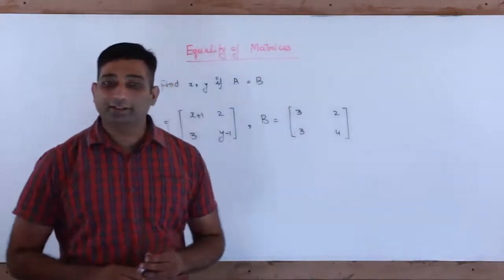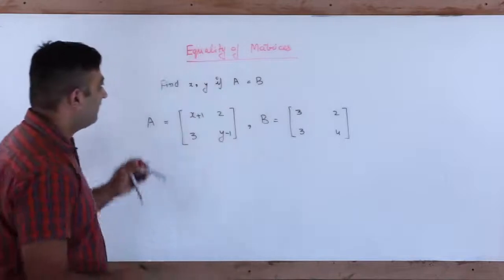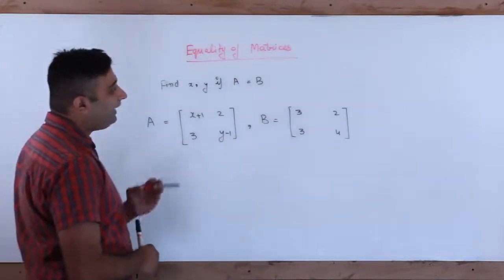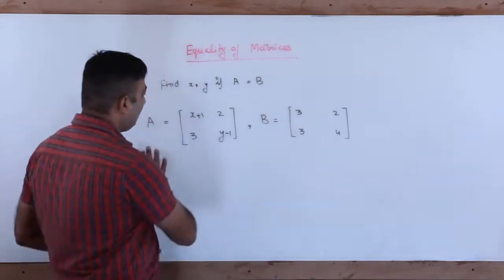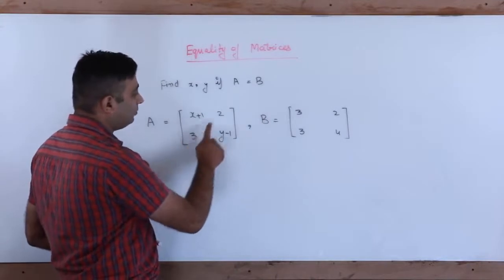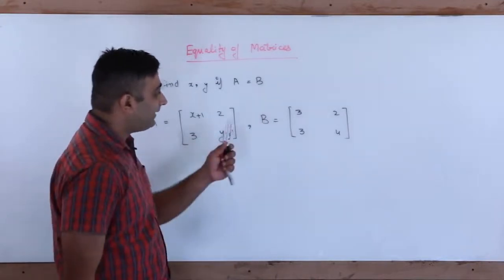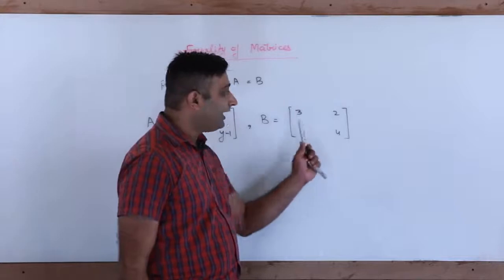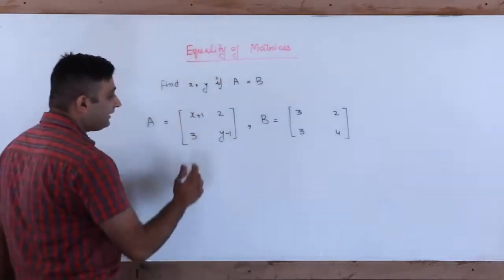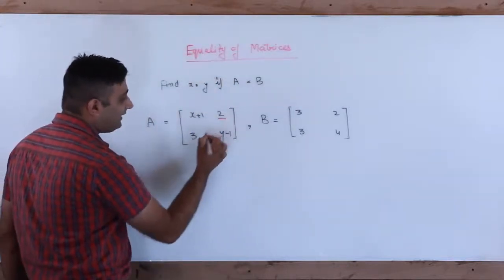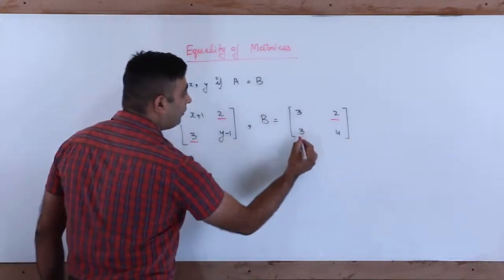Dear students, now let us understand through an example. Find x and y if A is equal to B. Matrix A has entries x plus 1, 2, 3 and y minus 1 and matrix B has entries 3, 2, 3 and 4. First of all, let us check whether the constant entries are equal or not.